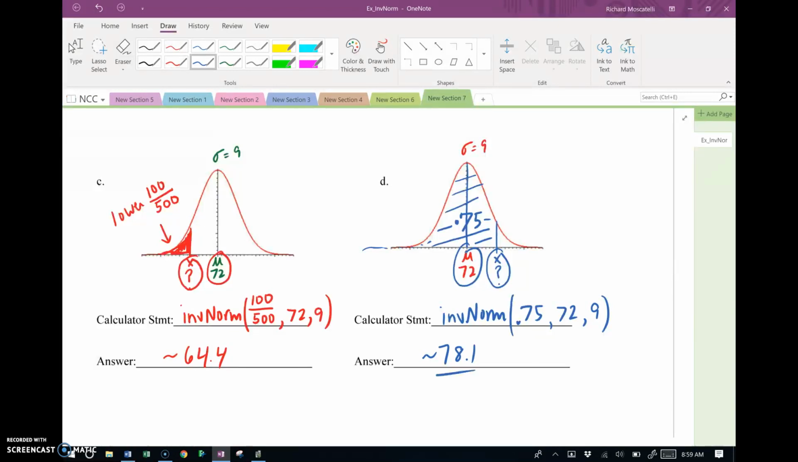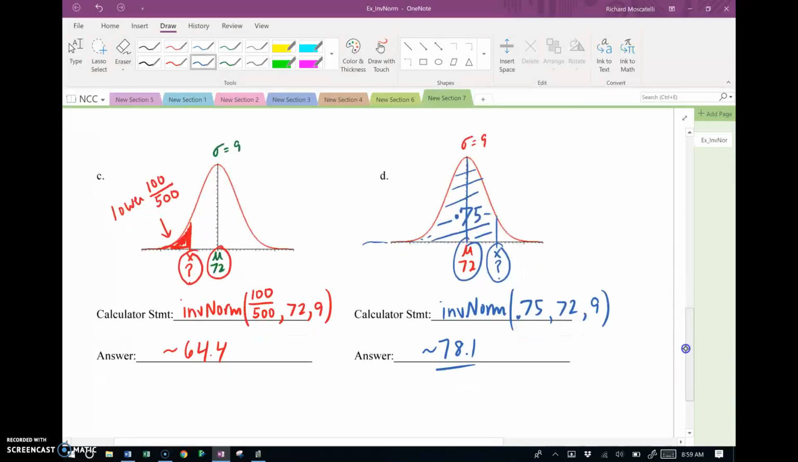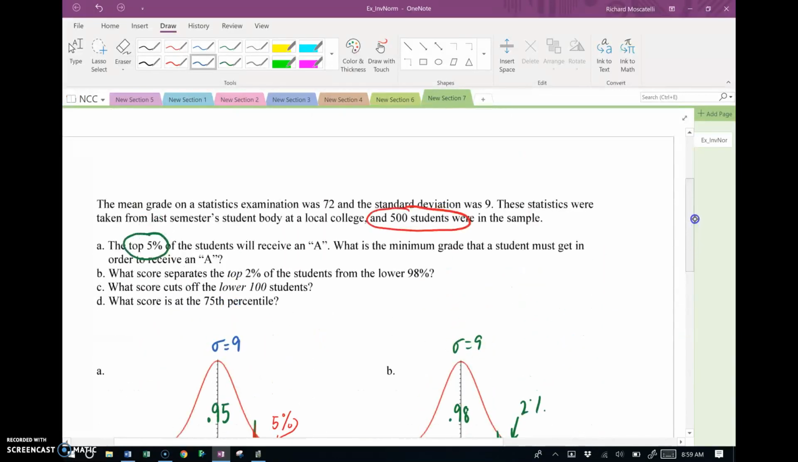All right, so as you can see, these applications involving the inverse normal distribution, they're kind of all the same. You can sit here and do 20 of them in a row, and they're all going to feel exactly the same, really.